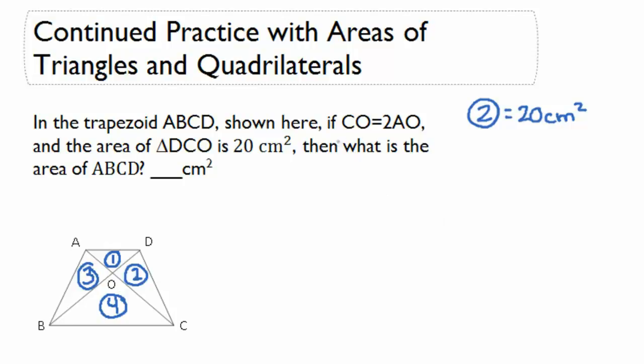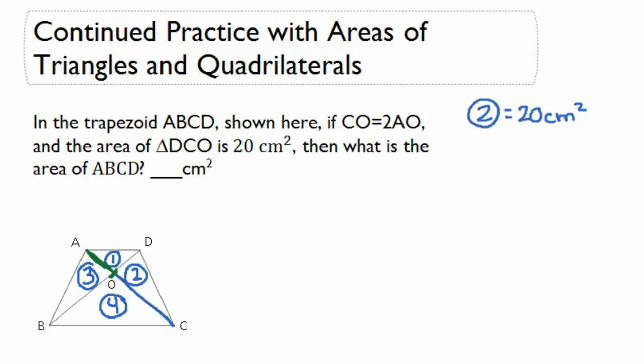Now, we're also told that CO, this line right here, is twice as big as AO. It's twice as long. So right where they split here at O, this half is going to be AO, and it's only half as big as the other side, CO.